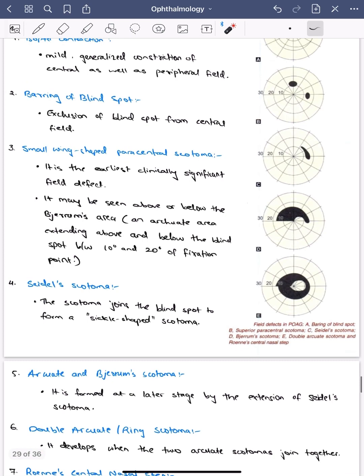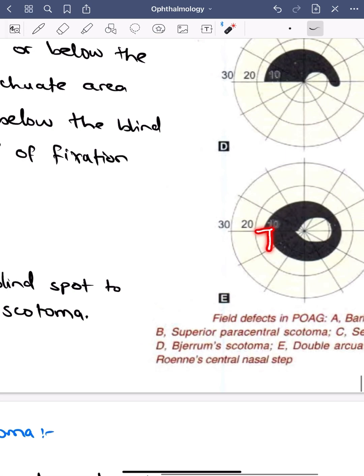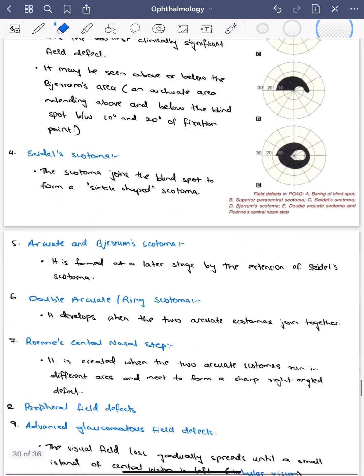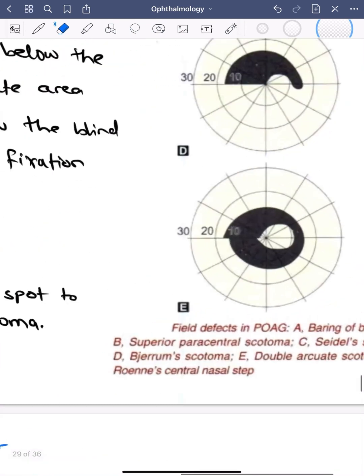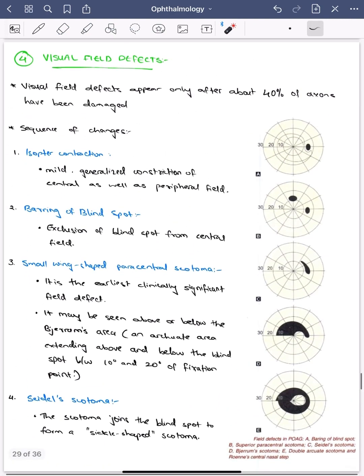Now this then forms the double arcuate or the ring scotoma. Now the ring scotoma, they do not meet perfectly, and hence Rønne's nasal step is formed. Next the visual defect spreads to the periphery, hence we have peripheral field defects. And then advanced glaucomatous field defect is that finally once the disease has progressed, only a tube of vision is seen, and this is the tubular vision. So these are the sequence of visual field defects.